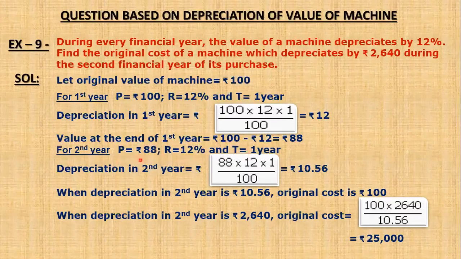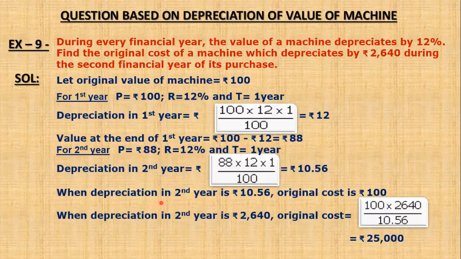So for second year, again we can find the depreciation, which will give principal into rate into time upon 100, that is 88 multiply 12 multiply 1 upon 100. On calculation, we will get rupees 10.56.